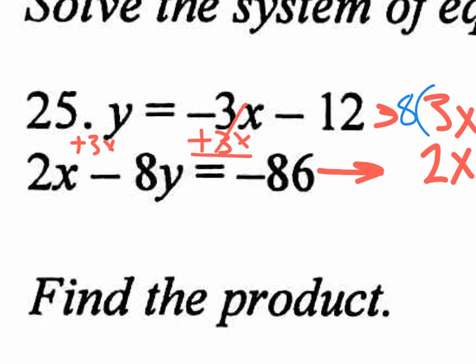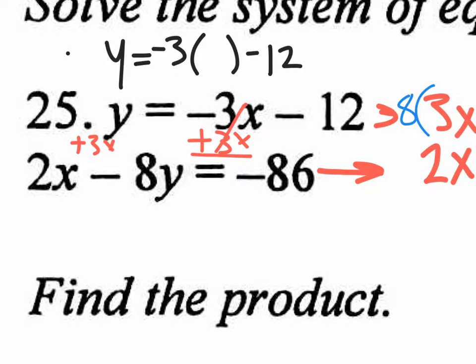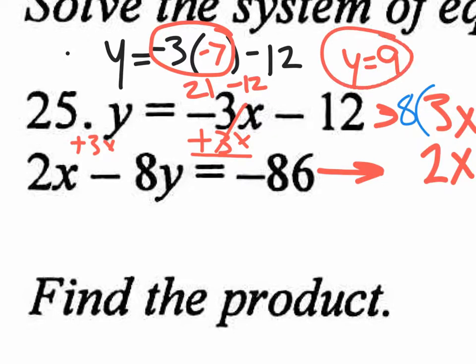Check it out. On the top equation, there is the top equation, and I'm going to plug in, like I said, negative 7 for x. So negative 3 times negative 7, that is positive 21, and 21 take away 12 is 9. So my y value is 9.